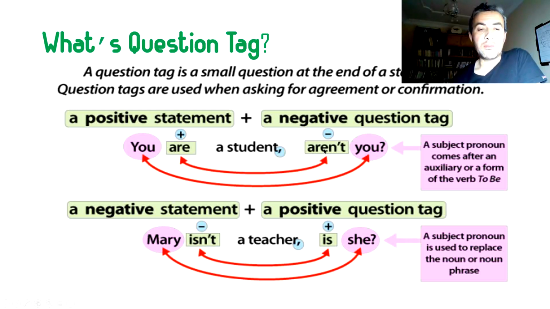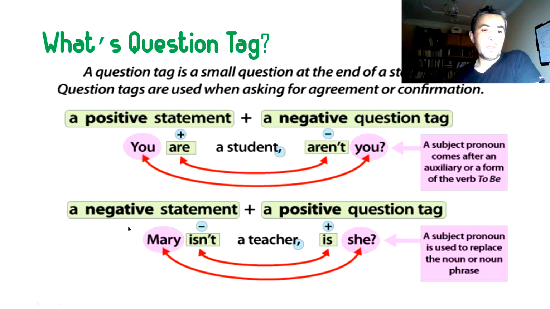So every time, if one side is positive, the other side is negative. If one side is negative, the other side is positive. This is the way it works. So with this positive statement, "You are a student," we swapped and made it "aren't you?" You are a student, aren't you? For me, for example, I'm a teacher, so I'm going to answer, no, I'm not. For you as a student, you say, yes, I am.